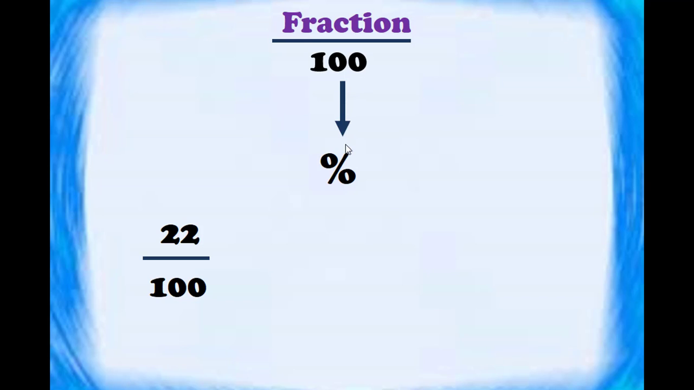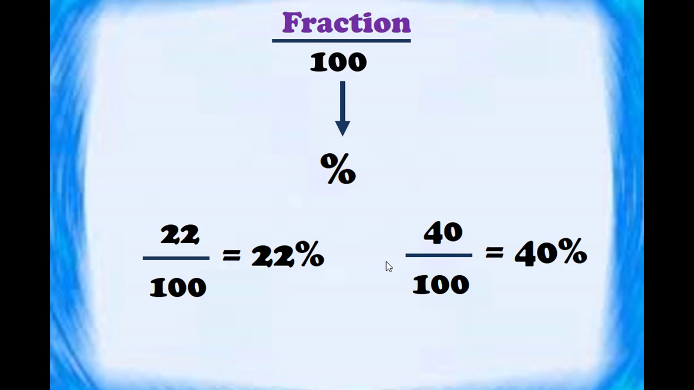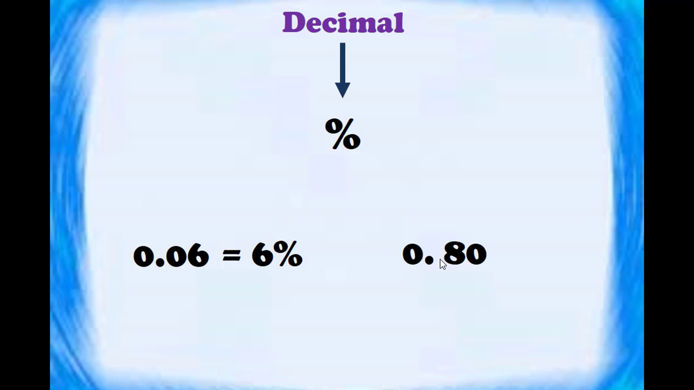If we know a fraction which has 100 as the base, we can easily change it to a percentage. As you can see here, 22 over 100 to percentage will be 22%, and 40 over 100 will be 40%. Or when we have a decimal and we want to change it to percentage, 0.06 in percentage will be 6%, and 0.80 in percentage will be 80%.